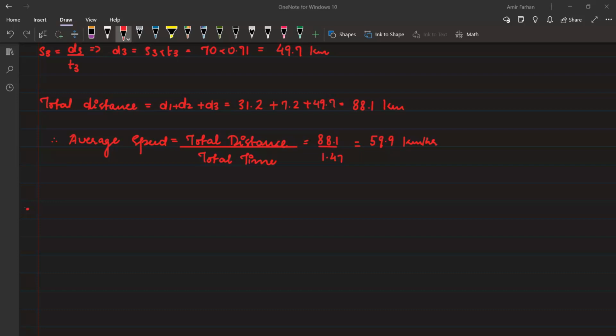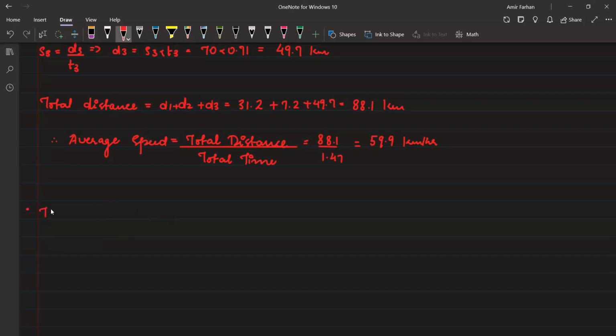It's zero. If you talk about average velocity, displacement by total time, zero upon total time, it will become zero. But distance cannot be zero. Even if you make a circle, you have covered a distance of 2 pi r, while displacement is zero in this case. So average speed can never be zero, but average velocity can be.